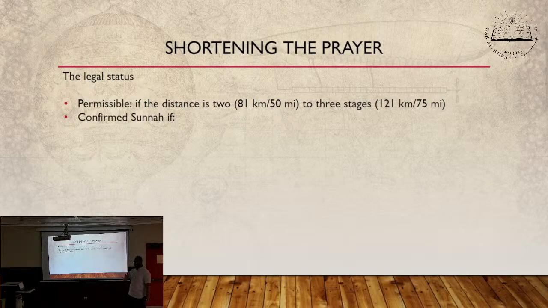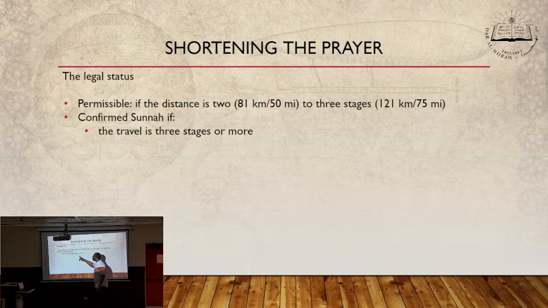The first ruling is what? It's permissible, jaiz. The second one is it's a confirmed sunnah, sunnah mu'akkadah. When does it become a confirmed sunnah? That the travel is 3 stages or more. That the travel is 75 miles or more. Meaning, when the travel is 75 miles or more, I am emphatically encouraged to shorten my prayer. And what do we mean by confirmed sunnah? That the Prophet ﷺ, any time that he traveled a distance of these 75 miles, shortened the prayer. And that's why we call it a confirmed sunnah.